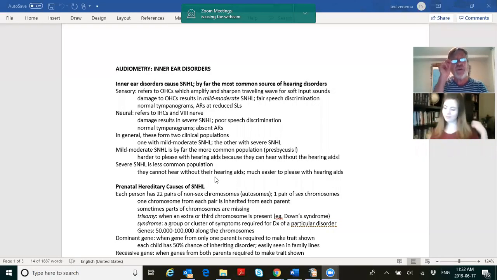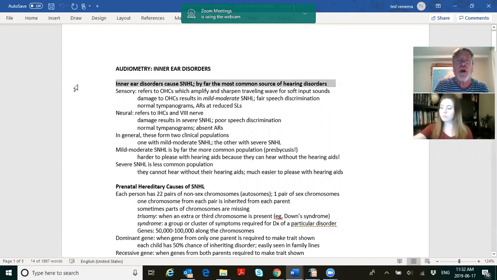So without any further ado, why don't we share screen and take a look at some of this. All right, here we go. Let's read our notes. Now, do you have this pulled up? This is inner ear disorders. It's a different unit, so I'm going to save today's Zoom session in Unit 2 in your Canvas. But anyway, inner ear disorders cause sensorineural loss, by far the most common cause of hearing disorders.